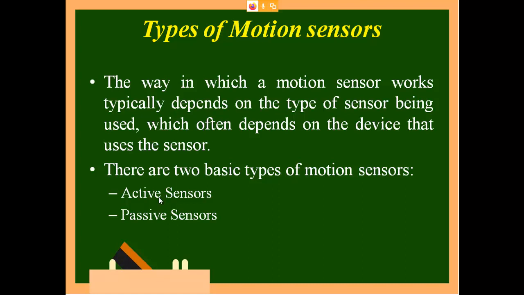Okay, I repeat: in a passive one, the detecting is not done by any external source. The detection comes from the object itself, so we call it passive. Whereas in active, I send a signal and receive it back. Based upon the signal sent and received, I identify the motion. So it is called active.